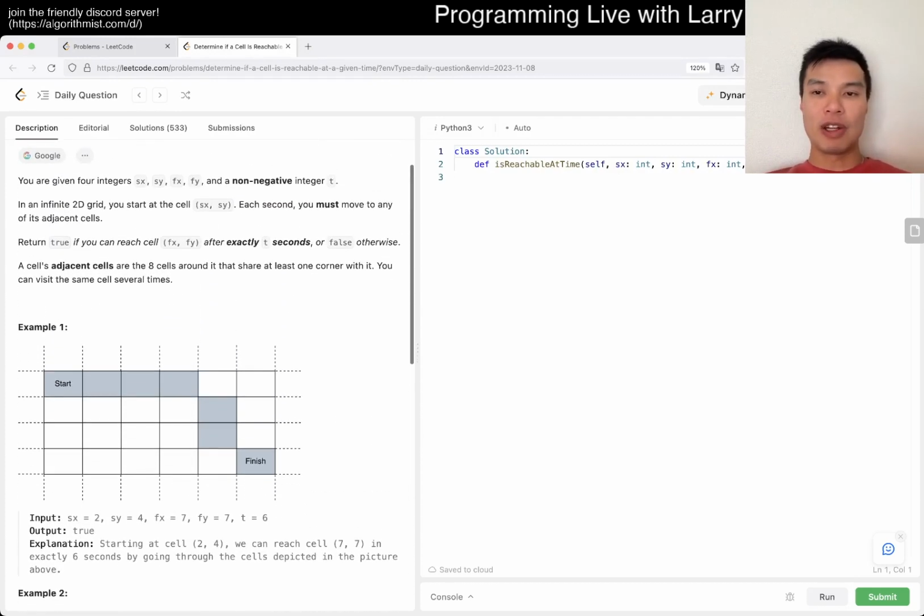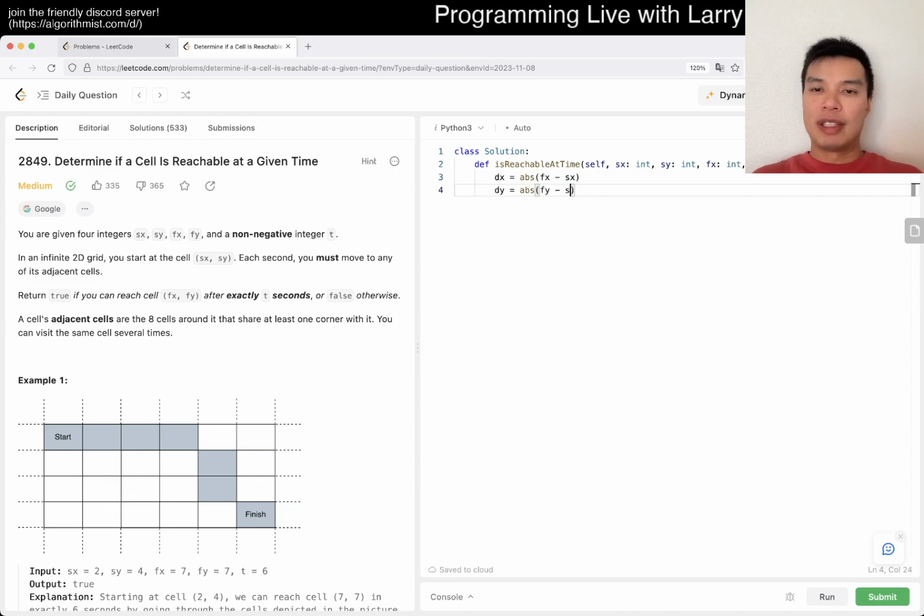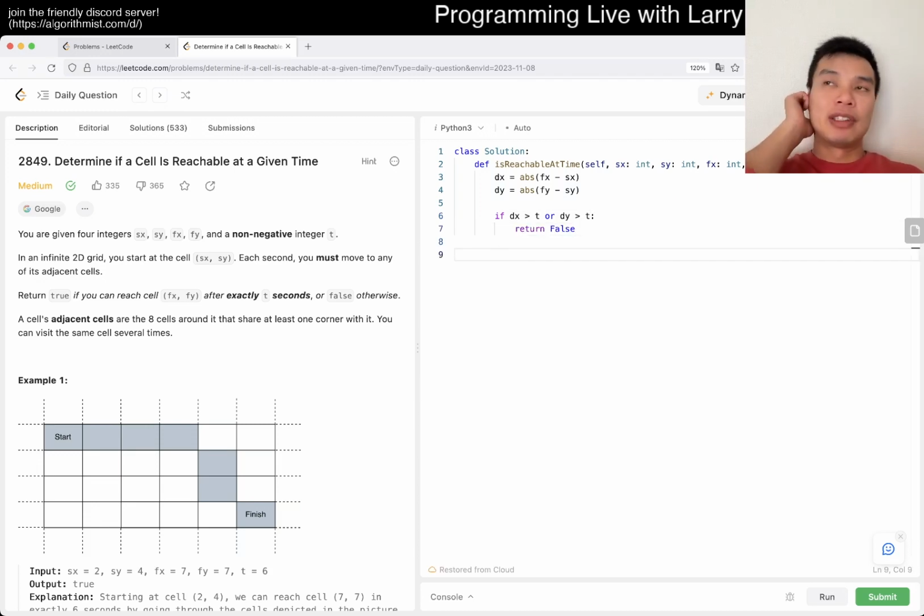The trick is that, because it's Manhattan distance, you can always move left or right or up and down, right? And basically the distance is almost independent. So maybe you could say dx is equal to fx minus sx, and dy is equal to the same thing, except for the y dimension. So if dx is greater than t or dy is greater than t, then we return false, because that's just too far away in that dimension.